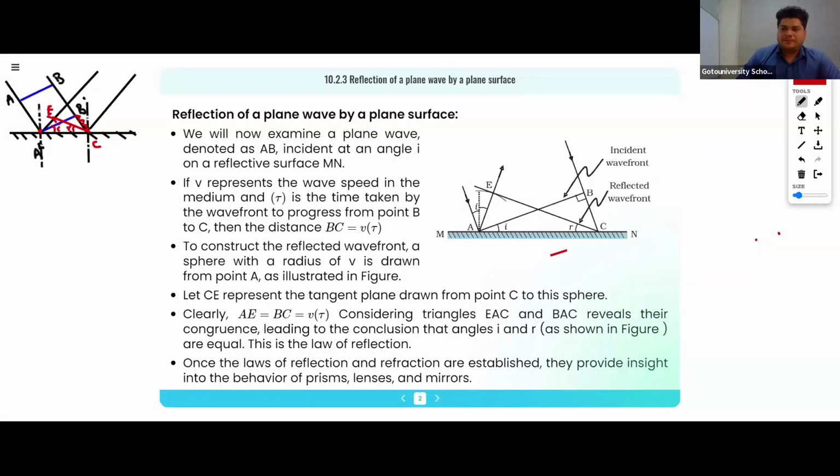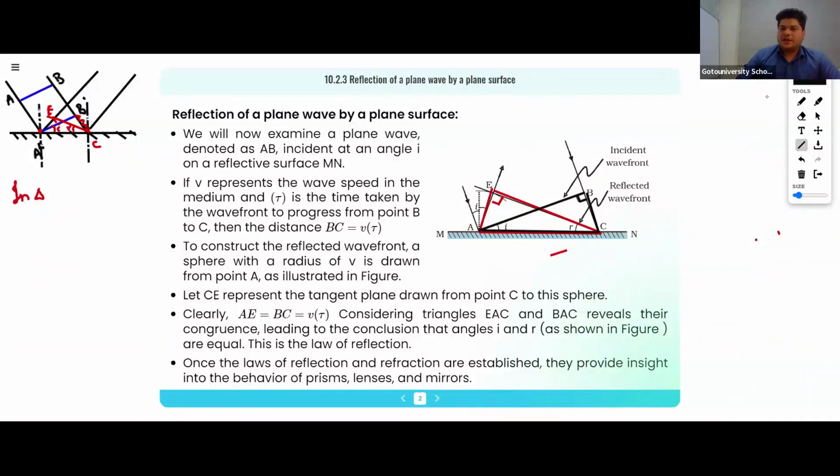Now see what happened in the triangles. Here we have two right angle triangles. This one is a right angle triangle because we have 90 degrees here, and here also we have a right angle triangle because here also we have 90 degrees. So in both places we have a right angle triangle.